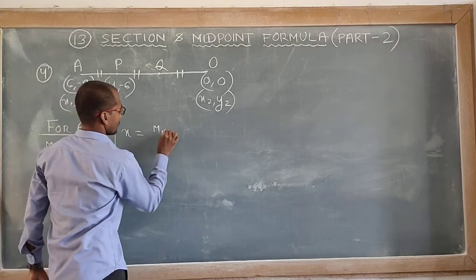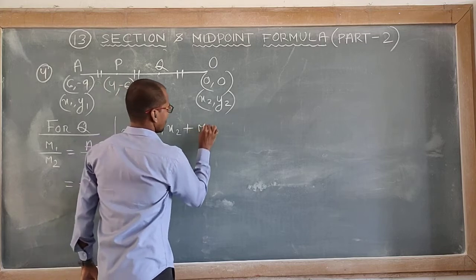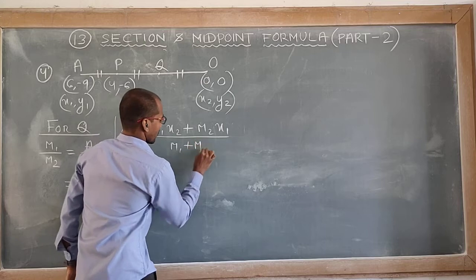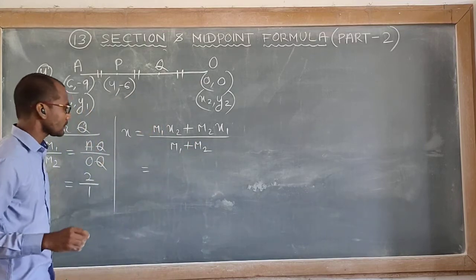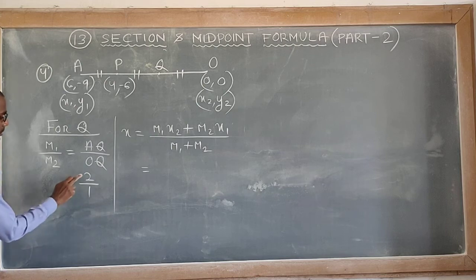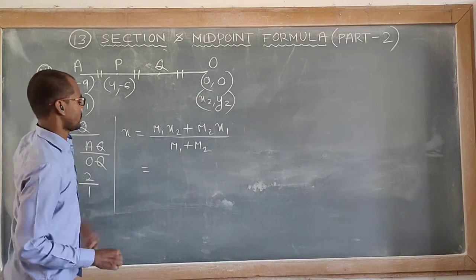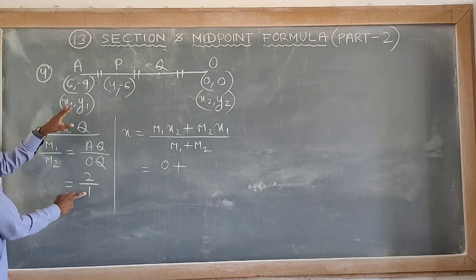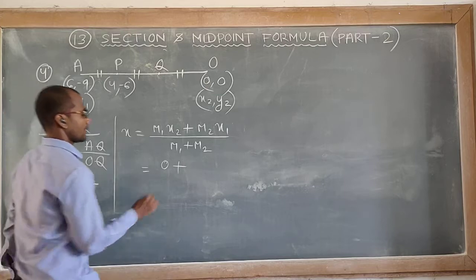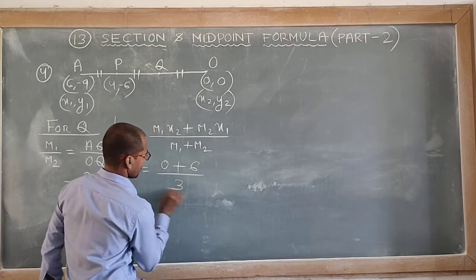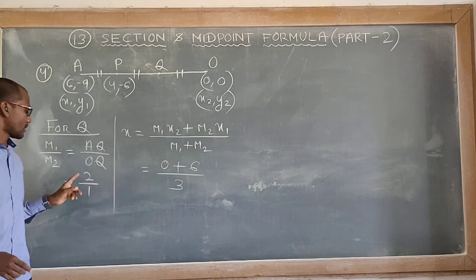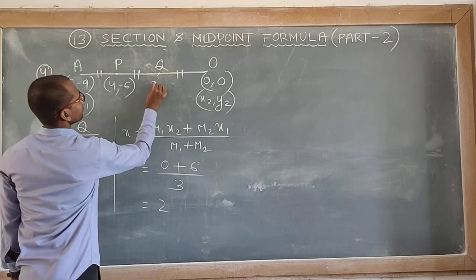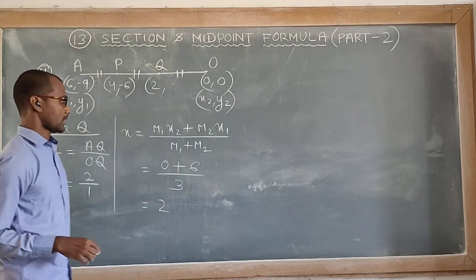X is equal to M1 x2 plus M2 x1 by M1 plus M2. M1 x2 means 2 into 0, which is 0. M2 x1 means 1 into x1, 6. 1 into 6 is 6, by 3. M1 plus M2 is 2 plus 1, 3. 6 by 3 is 2. This is 2. Now let us go for y.